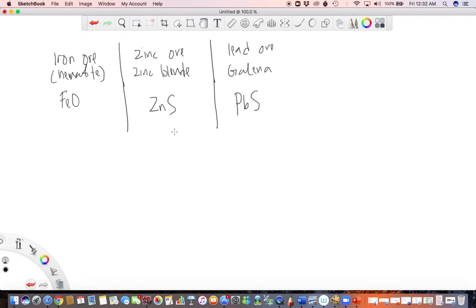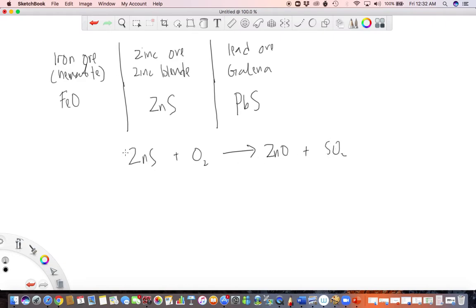So of course, what they do is they'll crush these ores, and then they'll treat it under high temperature in the presence of air. Essentially what we want is for it to react with oxygen. What happens is zinc sulfide will react with oxygen, and that will give us zinc oxide plus sulfur dioxide gas.